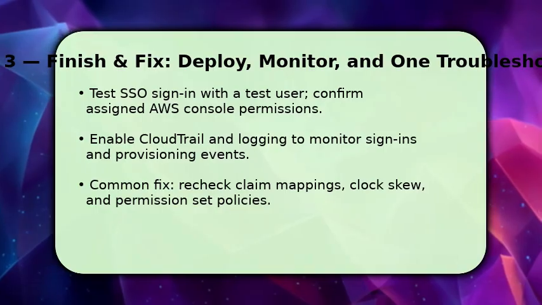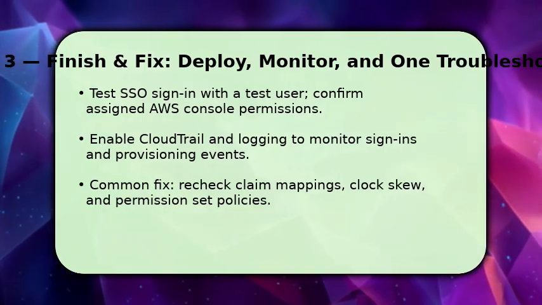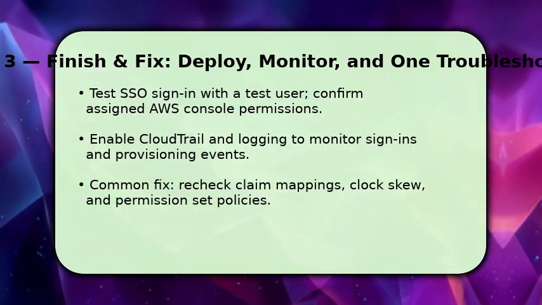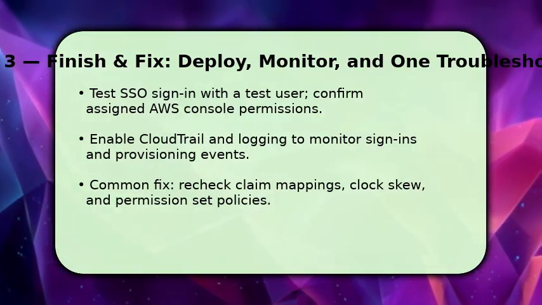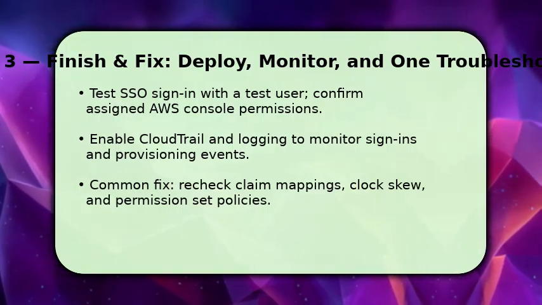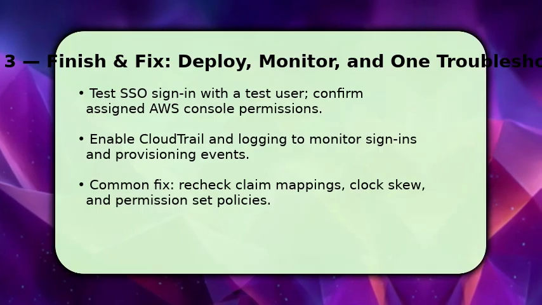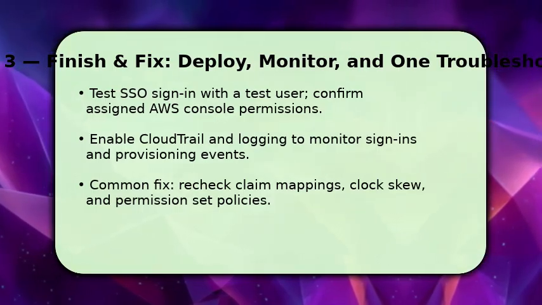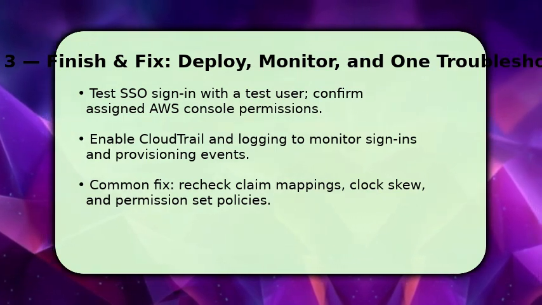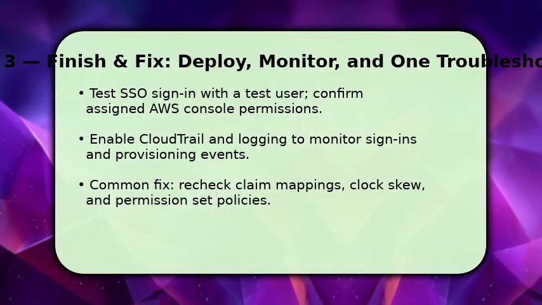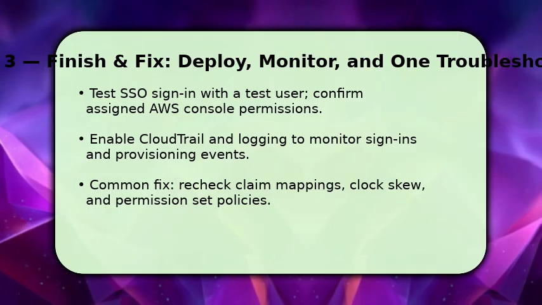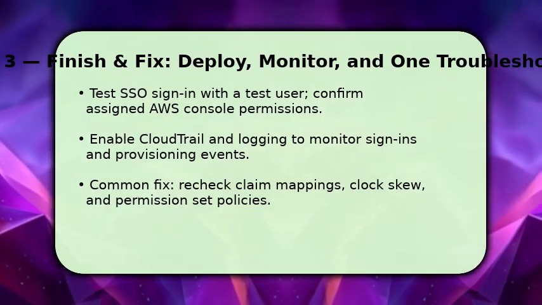You should test sign-in with a representative user, verify assigned console roles, and confirm AWS account access. Make sure CloudTrail and CloudWatch logs are turned on so you can audit sign-ins and provisioning changes. These logs help trace issues later. If something breaks, start by checking SAML/OIDC claim mappings, time synchronization between systems, and the permission set policies for missing privileges. Once corrected, rerun the login test to ensure users can access expected resources.